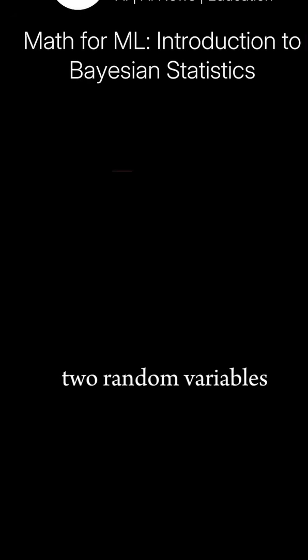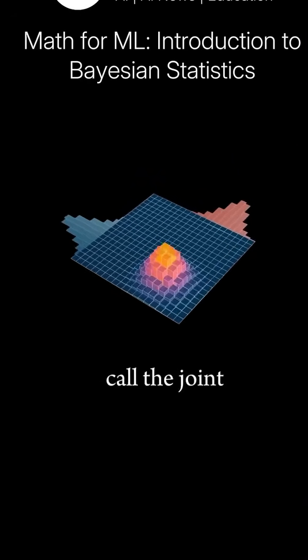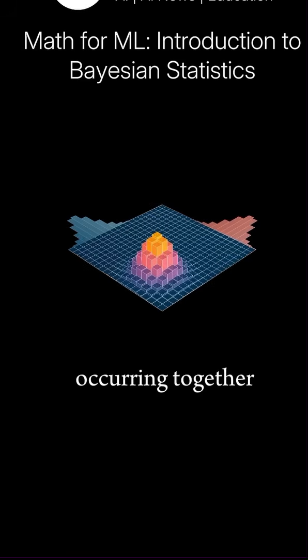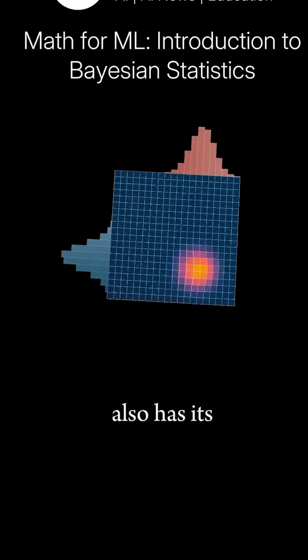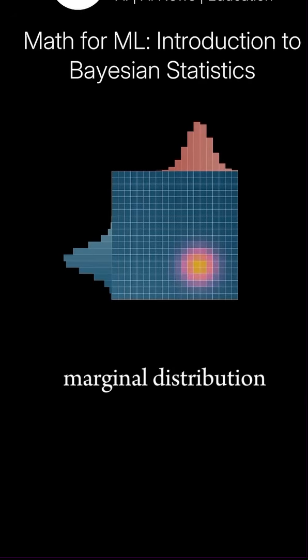Now let's consider two random variables, x and z. What you see here in 3D is what we call the joint probability distribution of x and z. This represents the probability of each possible pair of events occurring together. Of course, each variable also has its own individual probability distribution, known as the marginal distribution.